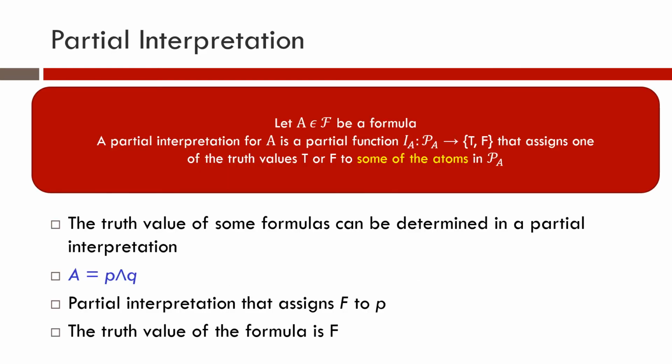So we have seen interpretation. Now the next is partial interpretation. What is partial interpretation? See, let A be a formula in propositional logic. So A is an element of F.